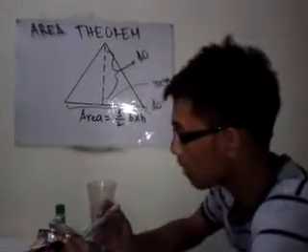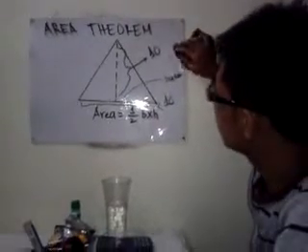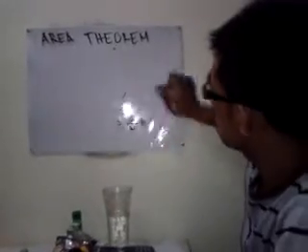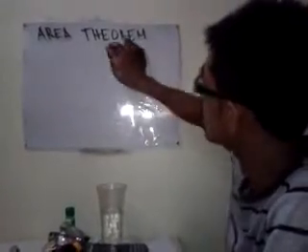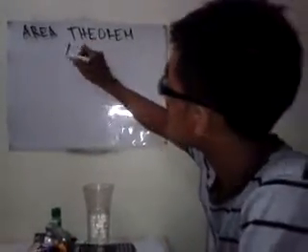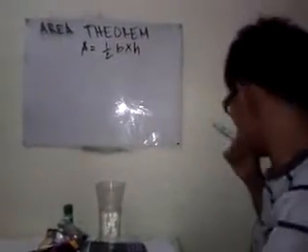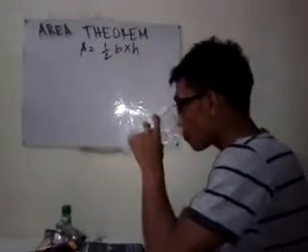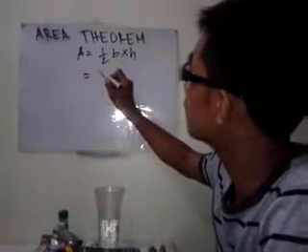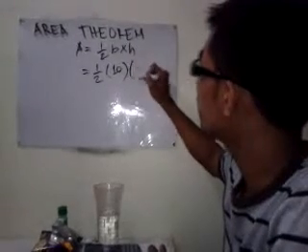Now, by using this formula, we're going to solve the area of a triangle. We're going to use the substitution method. It's so easy. Just substitute the value of base and the value of height. So area is equal to 1/2 base times height. Now substitute the value of base and height, which will give us 10 and 10.